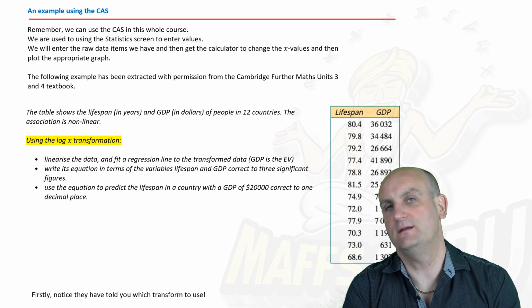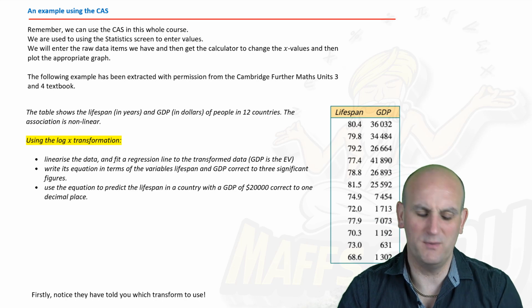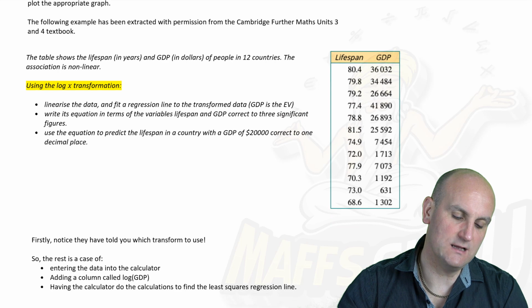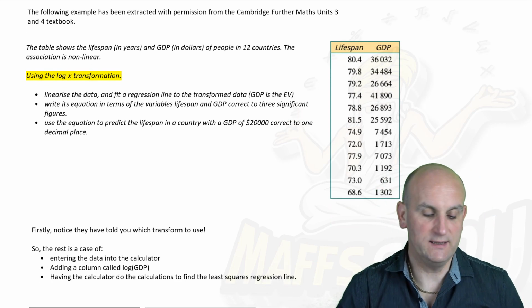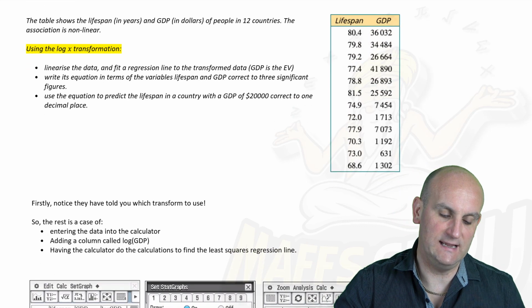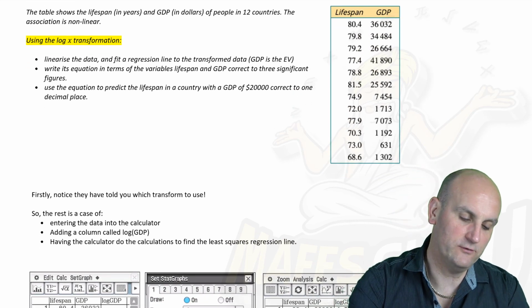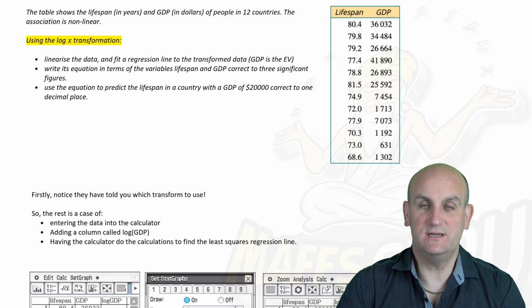If you are using TI Inspire, I will do videos on this a lot later on, so don't worry, but the idea is pretty much the same. So, using an example extracted with permission from the Cambridge Further Maths Units 3 and 4 textbook, the table shows the lifespan in years and GDP in dollars of 12 people in 12 countries. The association is nonlinear.